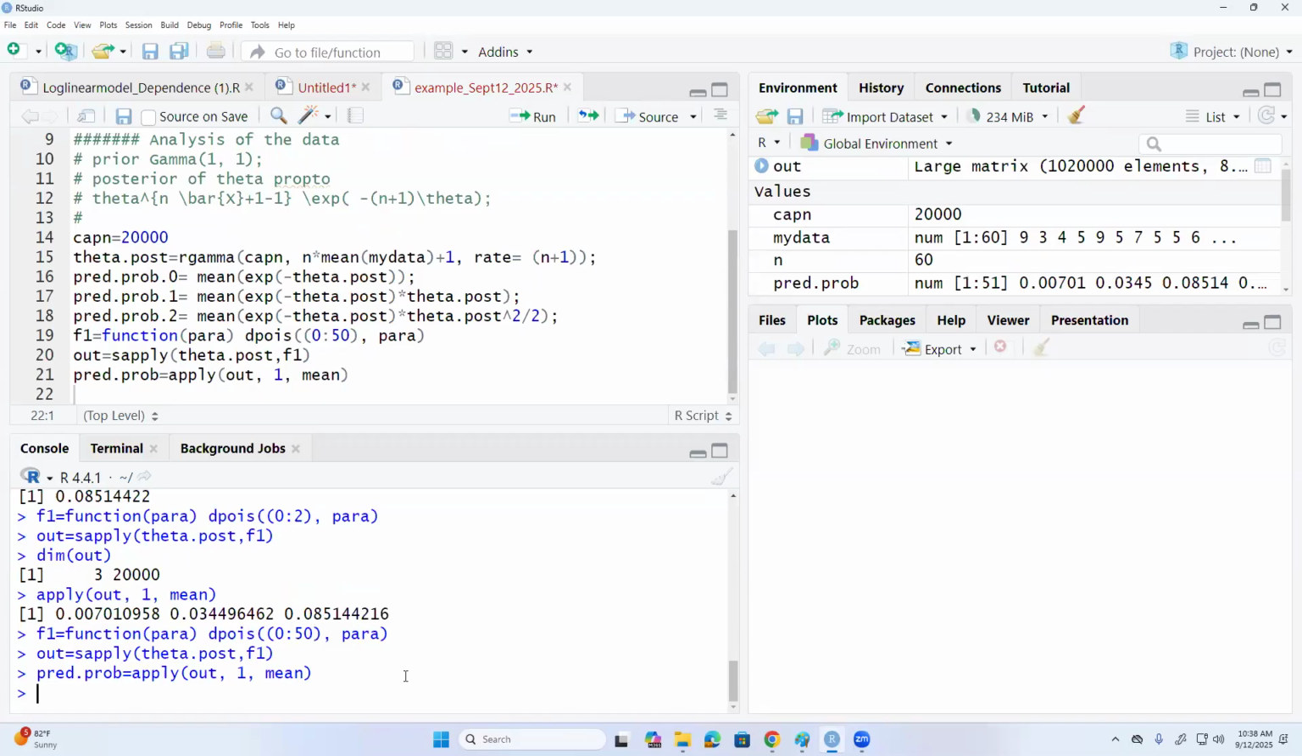Predictive probability. Now, people loosely say predictive probability, but the actual term is posterior predictive probability. Both are the same thing. And I can plot this density function, right? It is a plot of 0 to 50 and the predictive probability.